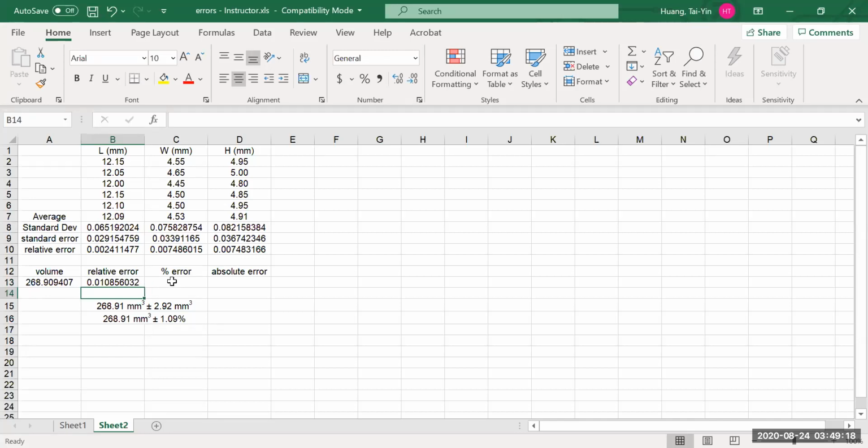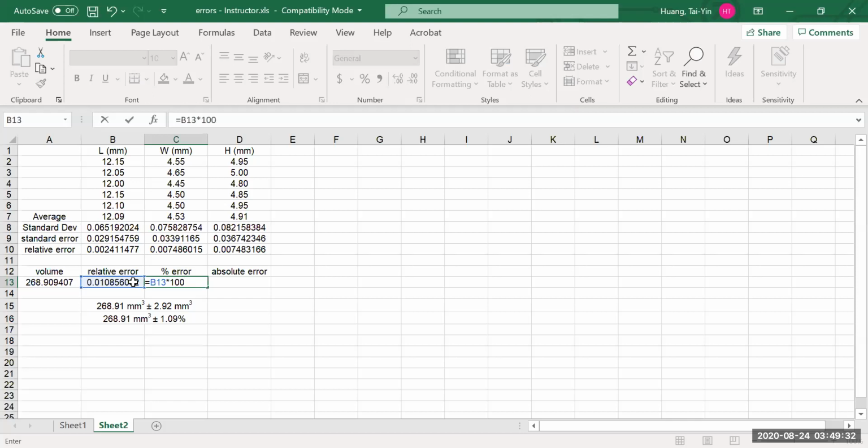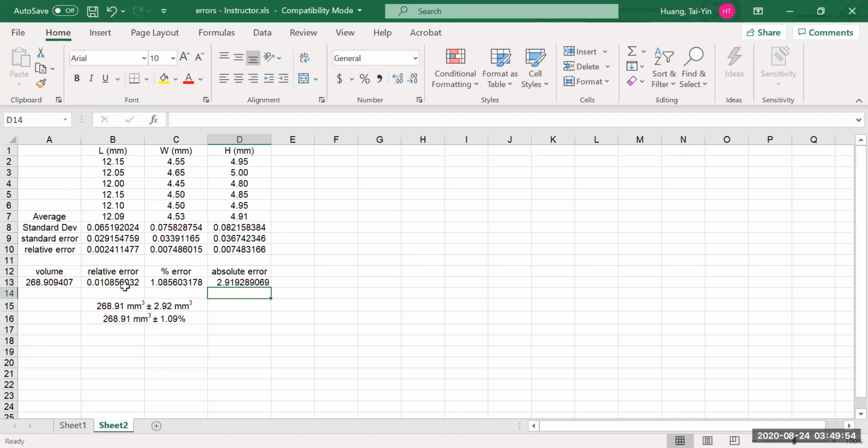How do we calculate the percent error? To calculate percent error, click on the empty cell, hit equals, and this is calculated by relative error multiplied by 100. That gives you the percent error. So you can see that the percent error of this activity is actually 1.08%. Absolute error will be calculated by hitting equals. That will be the relative error multiplied by the average value, so of this value. So this is the absolute error.